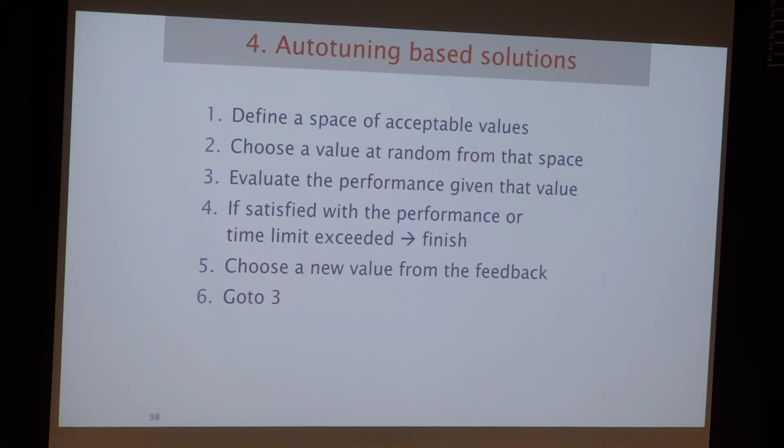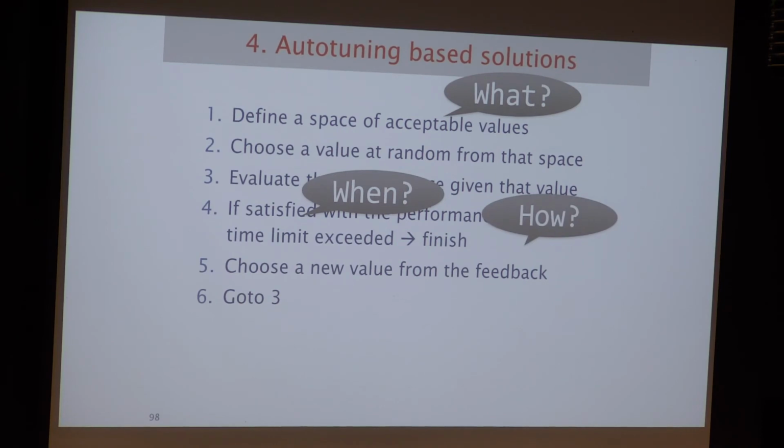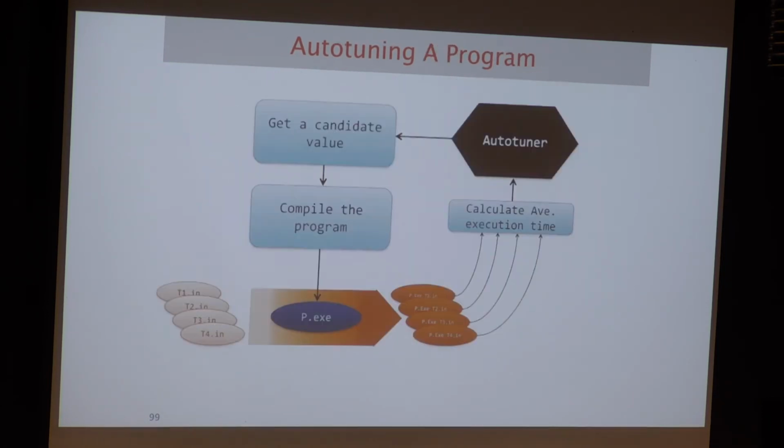And what you need is a system to figure out how to do it fast: what space to search, when to think you're done, and how to iterate through that. So this is the cartoonish way. You give a value, you compile the program, you run it with a bunch of data. You have to run it with a bunch, otherwise you're overfitting. You can't run it with one. And you get the results, something like an average, and you go through this loop.